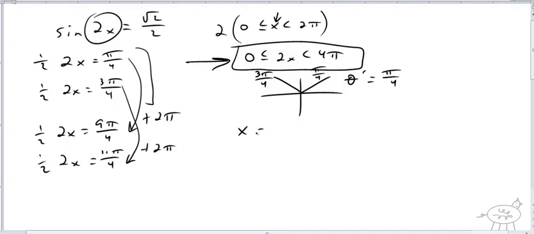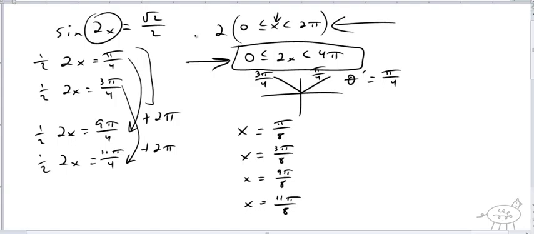So you get x equals pi over 8, x equals 3 pi over 8, x equals 9 pi over 8, and x equals 11 pi over 8. So go back to our original problem where x has to be between 0 and 2 pi. Are these values between 0 and 2 pi? They sure are. 11 pi over 8 is definitely less than 2 pi. So those are my answers, 4 answers. Okay? And again, it's double the number of answers.